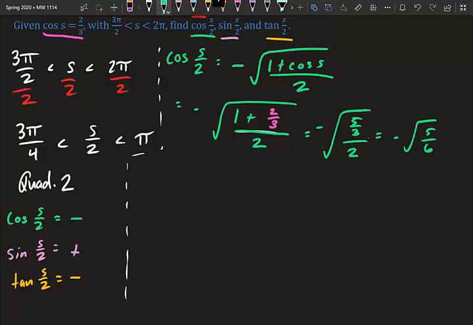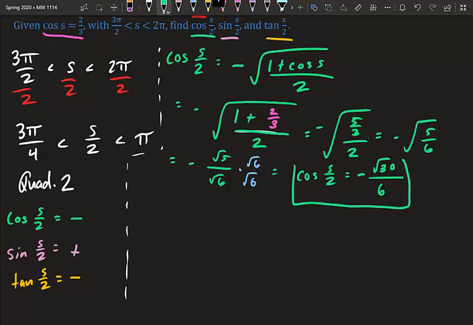We're going to separate them. So we have negative square root of 5 over square root of 6. Let's rationalize our denominator. And when we finally do, we get cosine s over 2 equals negative square root of 30 over 6. And it's negative. We can't simplify 30, so we leave it as is. That is our cosine s over 2 value.